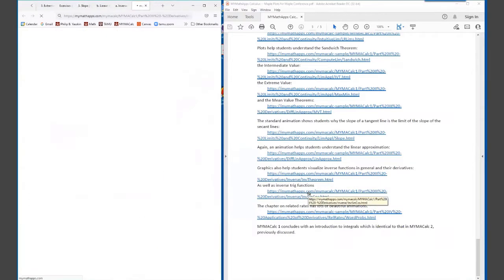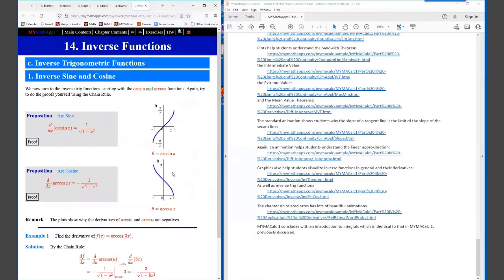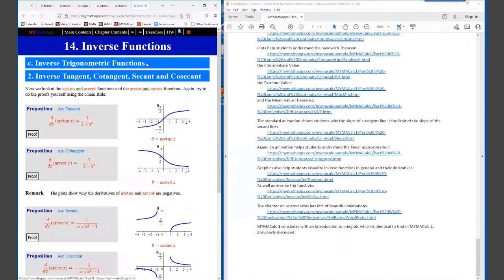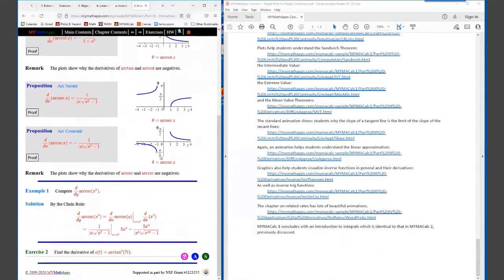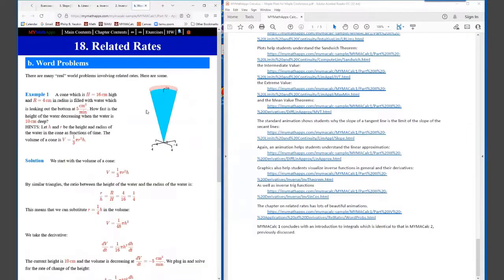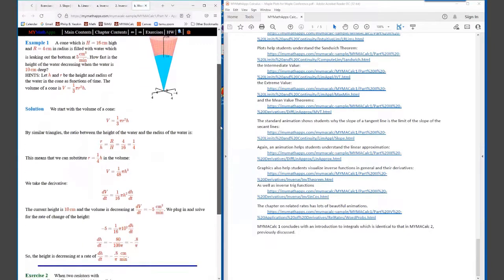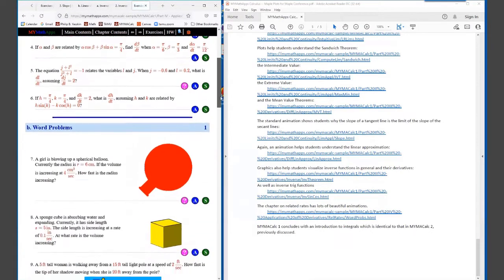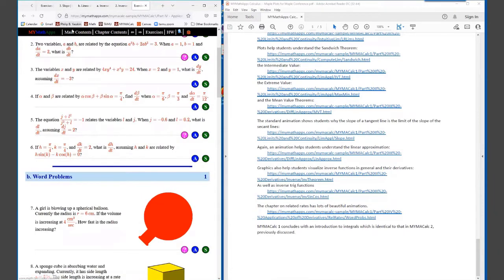Then we come to the inverse functions for sine and cosine, tangent, secant, cotangent, and cosecant. The chapter on related rates has many beautiful animations. Then there are some on the exercise pages. So that concludes Calc 1.